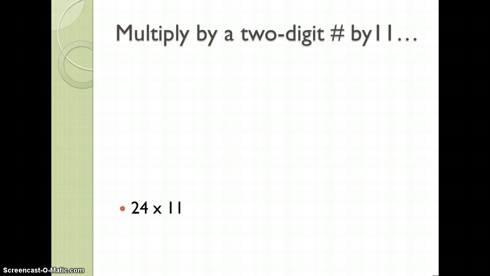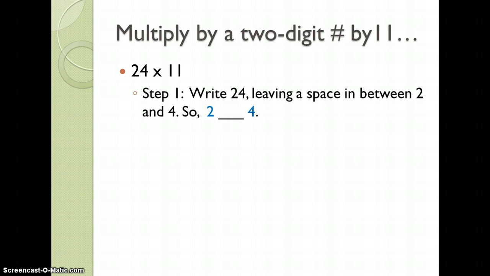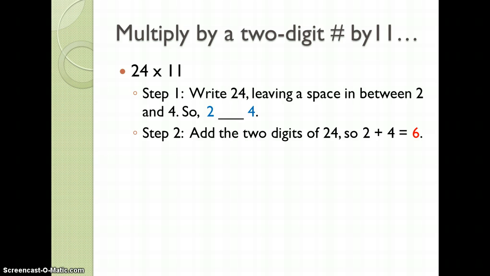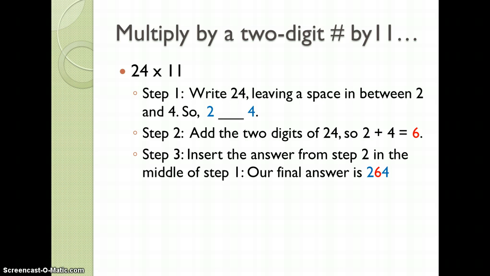Multiply a two-digit number by 11. So let's take 24 times 11 first. First, we're going to write 24, leaving a space in between the 2 and the 4, so it looks like 2 space 4. Then we're going to add the two digits of 24. So 2 plus 4 is 6. Insert the answer from step 2 in the middle of step 1 for a final answer of 264.